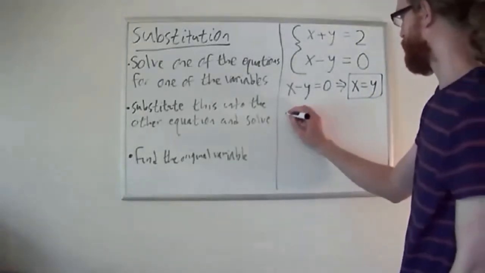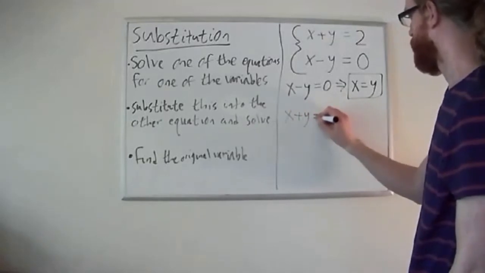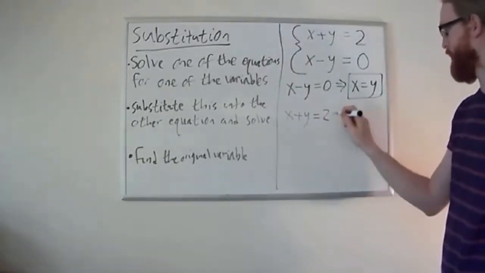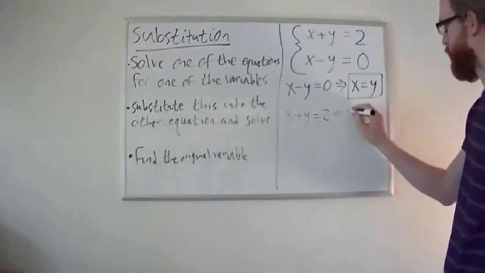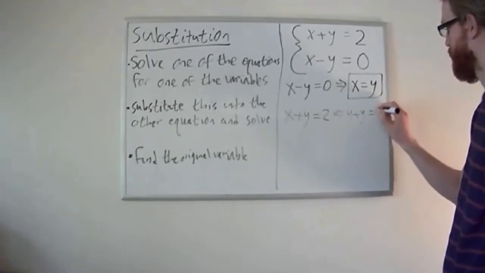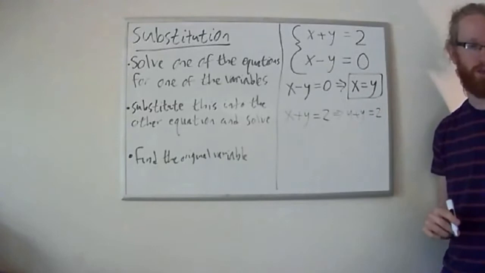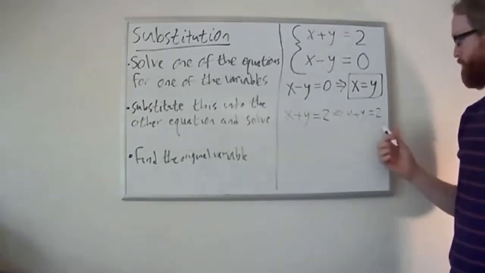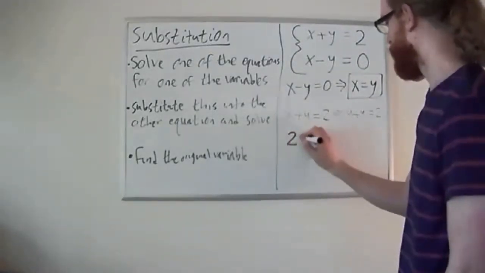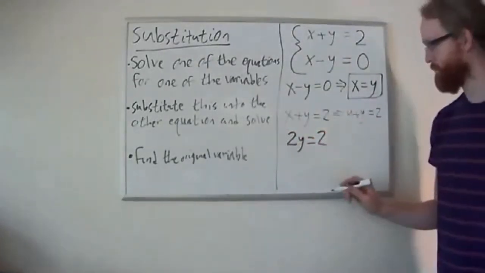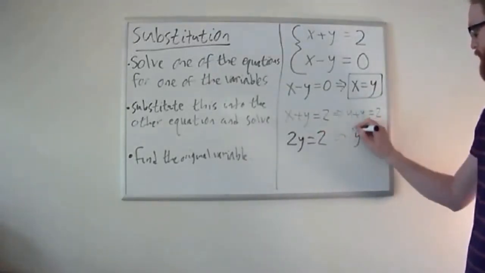So we're going to take x plus y equals 2 now. And instead of writing x, since x equals y, I can just replace x with y. So I'm going to get y plus y equals 2. And, well, I can simplify this. That means I have two y's, right? I have y plus y, that's 2y. 2y equals 2 just means that y is equal to 1. Divide both sides by 2.